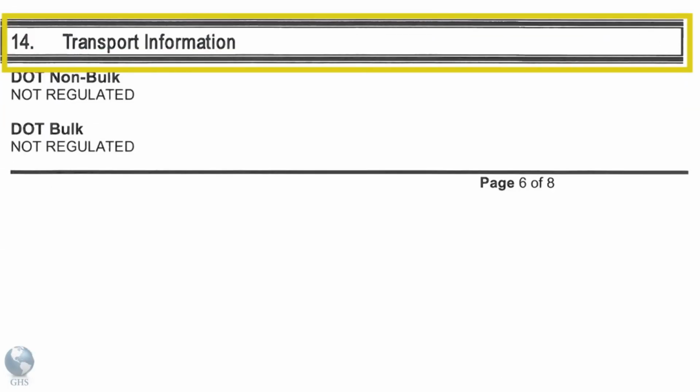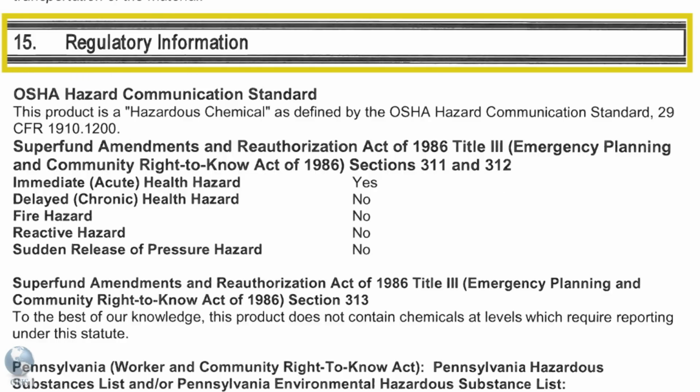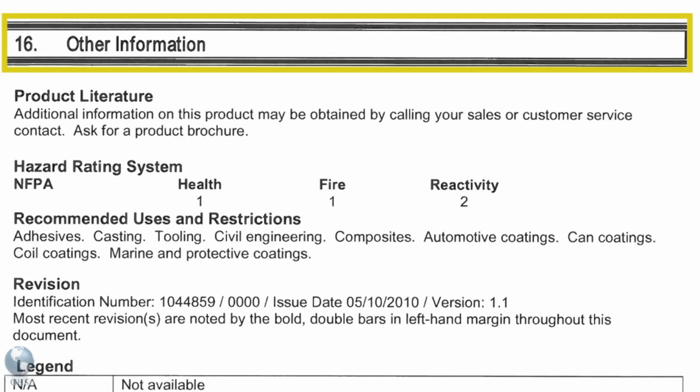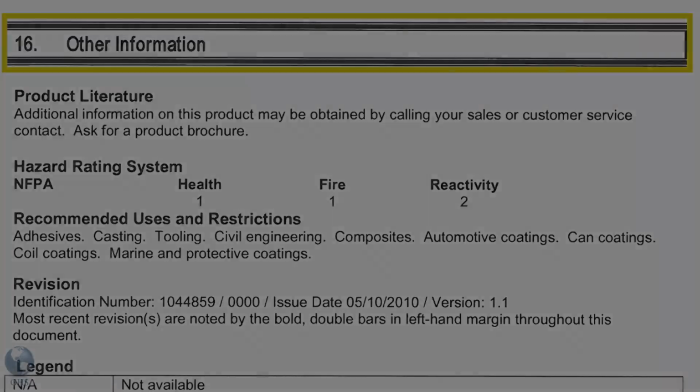Section 14, transport information provides guidance on classification information for shipping, transporting of hazardous chemicals by road, air, rail, or sea. Section 15, regulatory information identifies the safety, health, and environmental regulations specific for the product that is not indicated anywhere else on the SDS. Section 16, other information includes the date of preparation or last revision of the SDS.